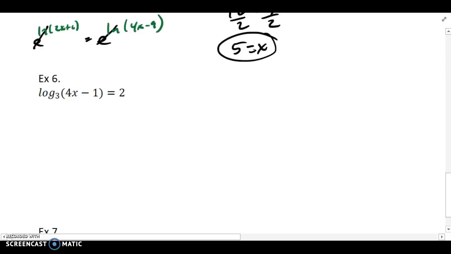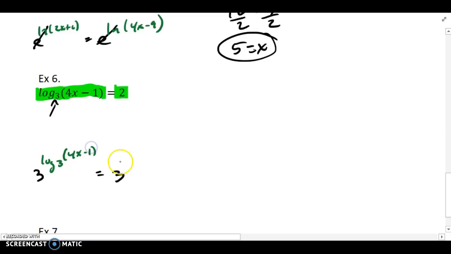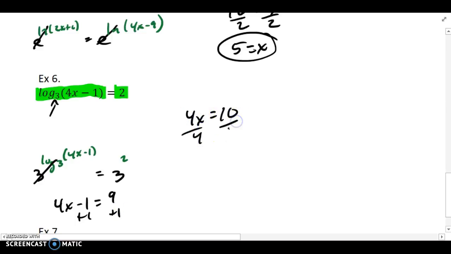Example 6, this is a base 3. So we're going to have base 3's when we solve this. And again, what is left, all this stuff, is going to become an exponent. So log 3, 4x minus 1, and then 2. So it's all an exponent. These are going to cancel. So we're left with 4x minus 1 is equal to 3 squared, which is 9. Then we're going to add 1. So we get 4x is equal to 10 and divide off the 4. So we get x is equal to 2.5.